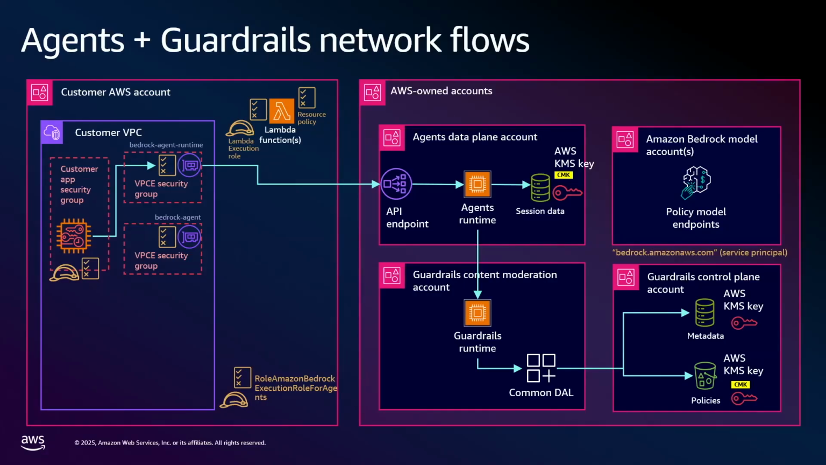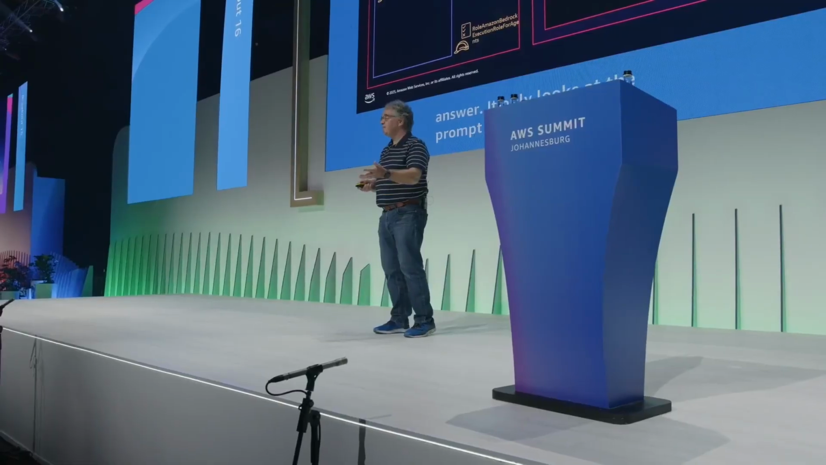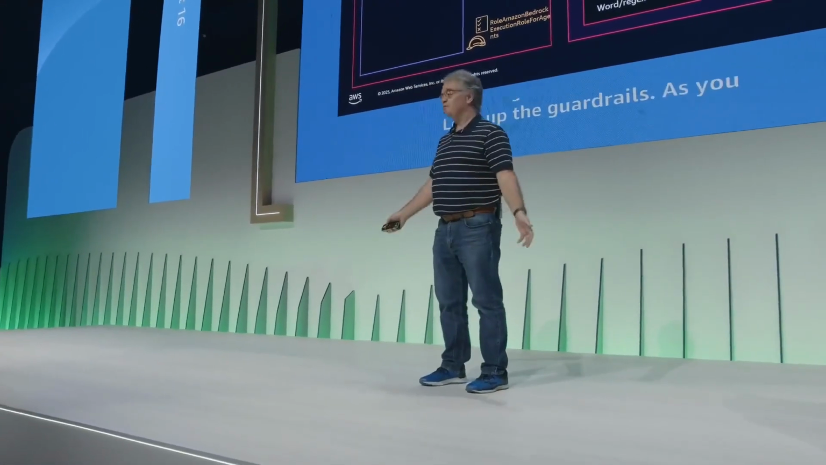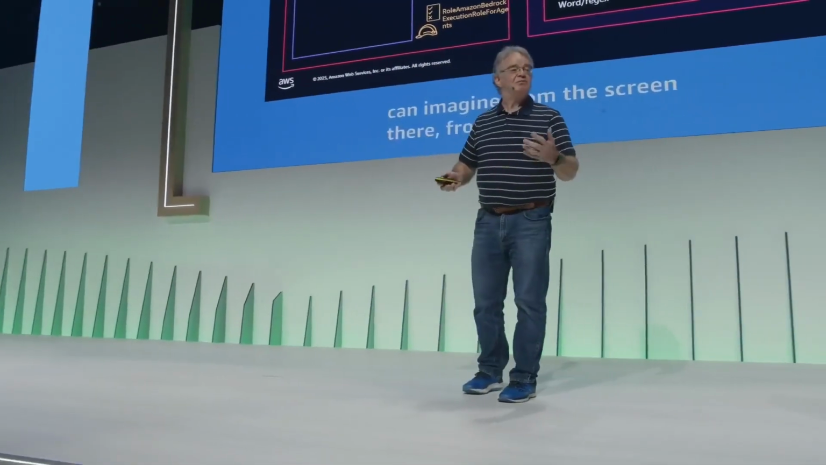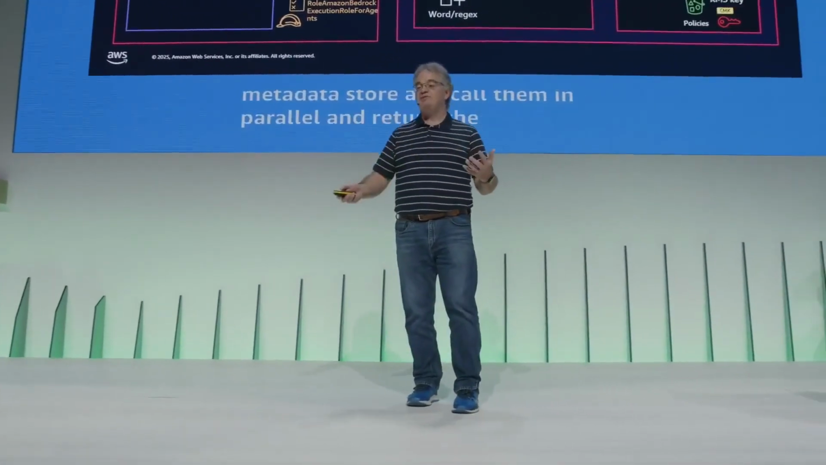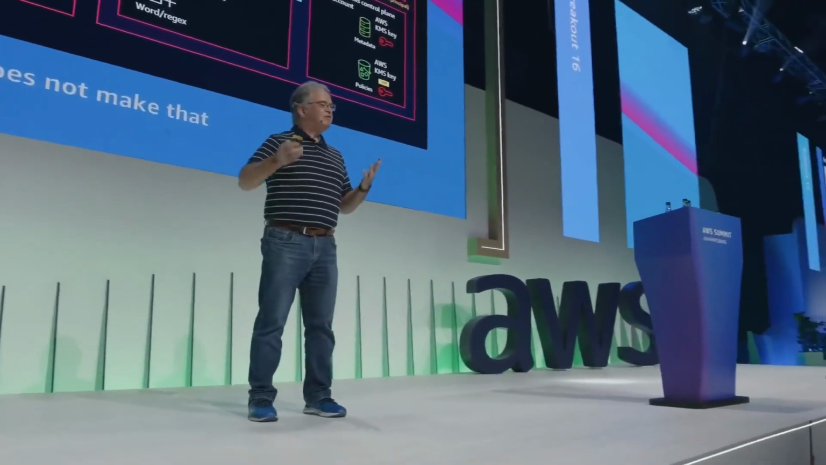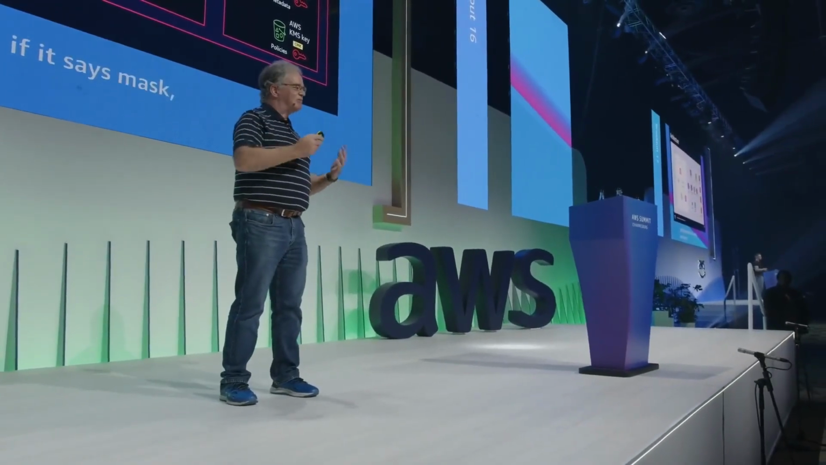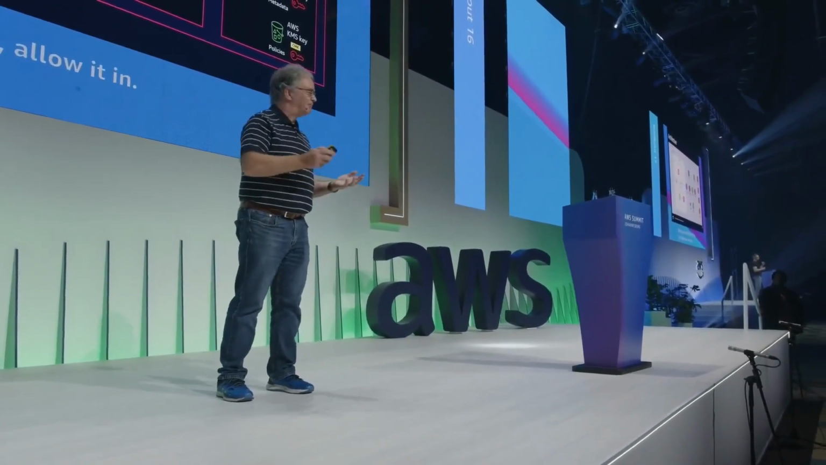And each time it will call directly into the guardrails account, load up the guardrails, as you can imagine from the screen there, from the policies and the metadata store, call them in parallel, and return the response. If the response says blocked, everything just stops dead. The agent does not make that request, doesn't do the follow-up chain of thought, doesn't do anything useful. If it says mask, such as for PII data, allow it in, but mask it on the way out. That's perfectly allowed, and it would do that before it goes back to the agent. As far as the agent is concerned, it doesn't really get to process much about the final answer. It gets told by guardrails, this is what your answer is. Or actually, you can't give this answer, and everything will stop there.